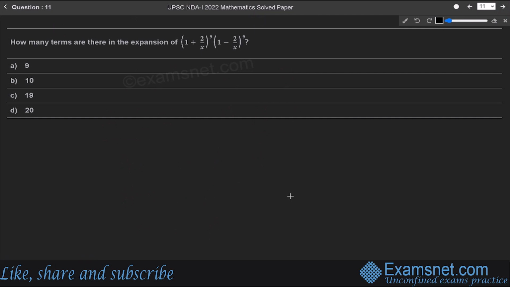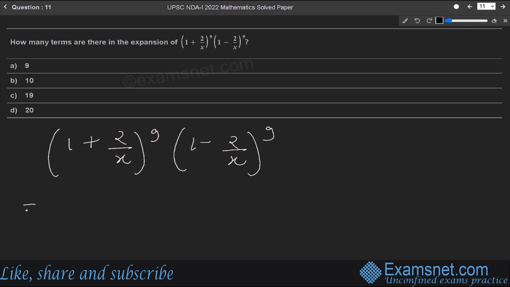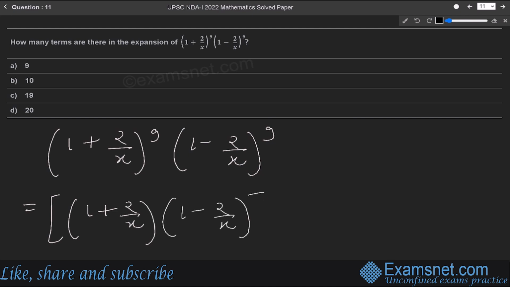Next question is, how many terms are there in the expansion of (1 + 2/x)^9 (1 - 2/x)^9? This question comes from binomial theorem. Let us see this question. (1 + 2/x)^9 into (1 - 2/x)^9. We can write it as [(1 + 2/x)(1 - 2/x)] whole power 9.